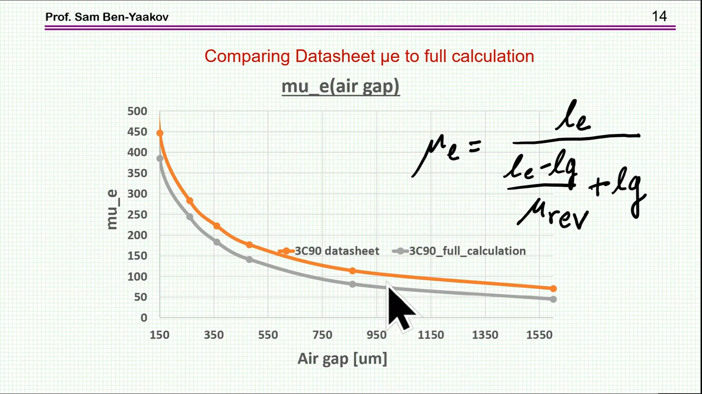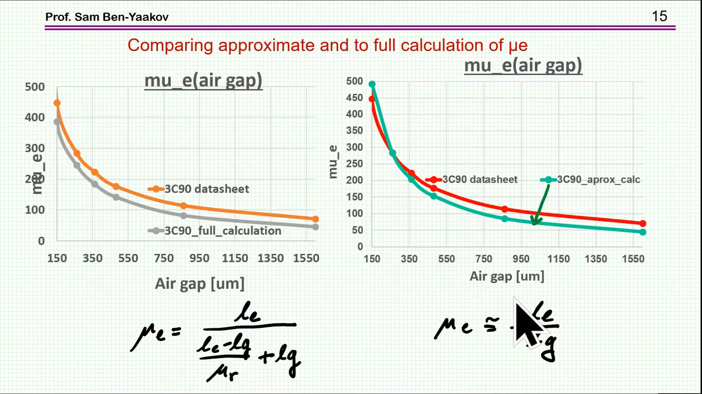There is a difference between them, okay? The datasheet permeability is higher than the calculated one. Now, if we use the approximate equation, then for the larger gaps here, it's about the same. This is because the approximation holds very well, as we neglected this term.